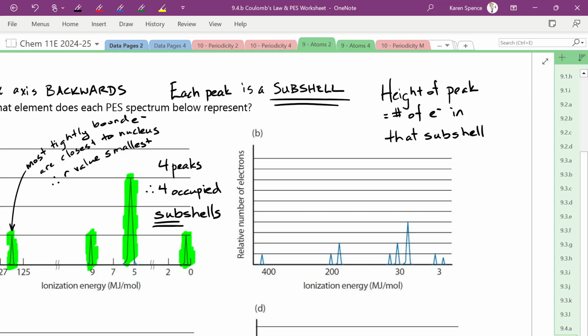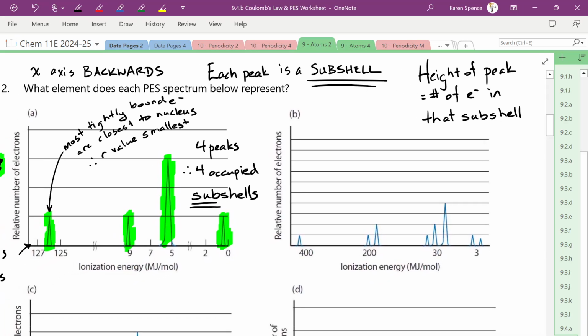So very often, one of the things they'll ask is which element does it represent? You just need to write out the electron configuration and then figure out who that element is. So here we have 1s2, 2s2, and then this next peak is 3 times higher than that, so that would be 2p6. Okay, it contains 6 electrons instead of 2. And then we have 3s2.